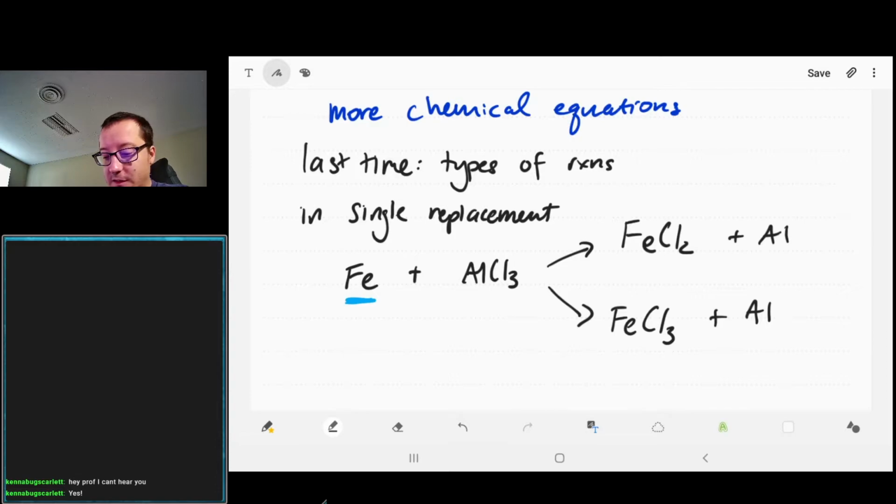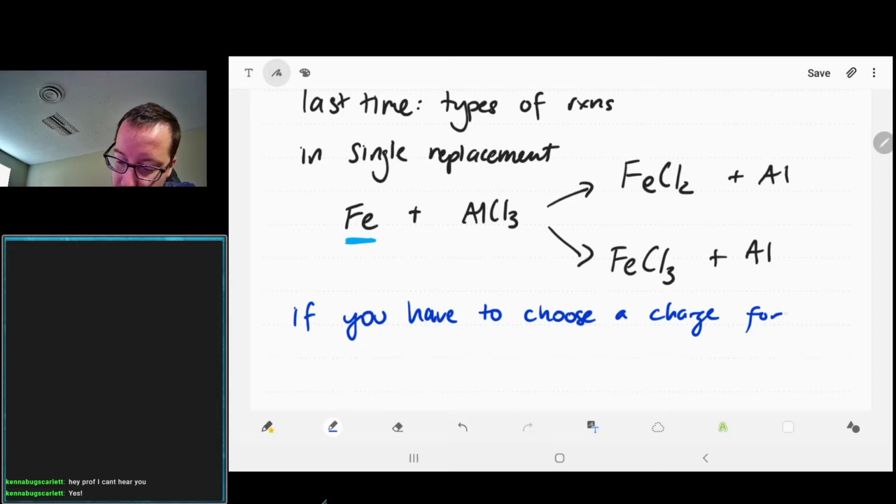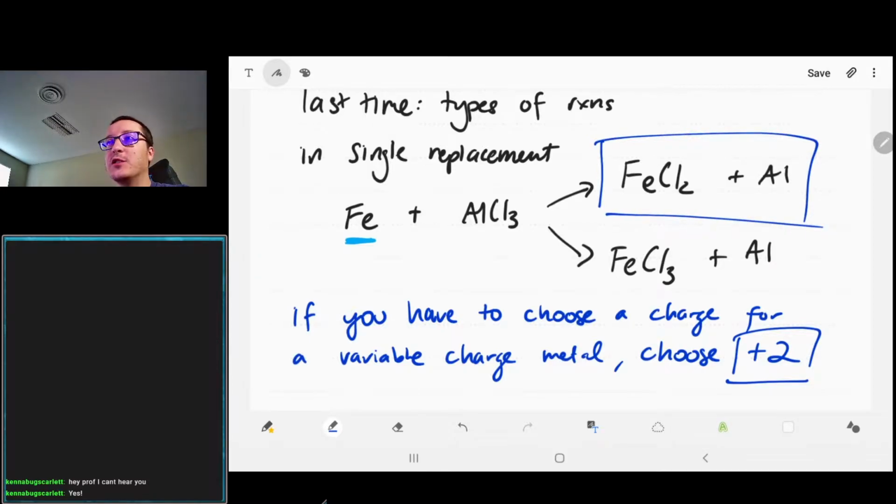So what we do is we just use a rule of thumb and say if you have to choose a charge for a variable charge metal or transition metal, we are going to just have a rule for us that says, okay, in this class we always choose the +2 charge if we're given a variable charge metal that needs to make a compound.